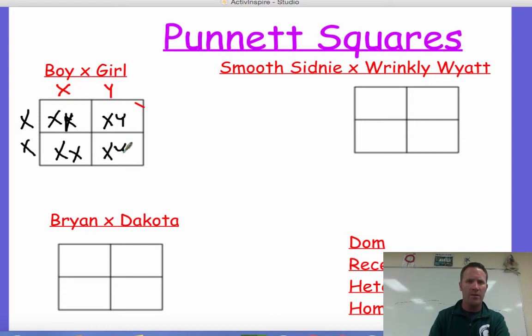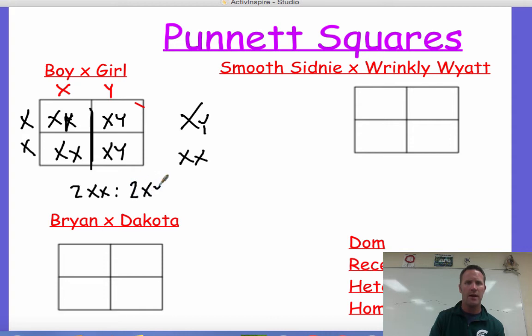And what this means is this is probability. That means if they had 4 kids, they have a 50% chance that 2 of them would be this and 2 would be this. So if they have any kids, they've got a 50-50 chance that it would be a boy or a girl. So we would write this as a ratio of 2 XY to 2 XX, and that would be my genotypic ratio. Remember, the genotypic ratio is what letters it has. Or my phenotypic ratio, which would be 2 boys to 2 girls. And so that means I have 50% probability.